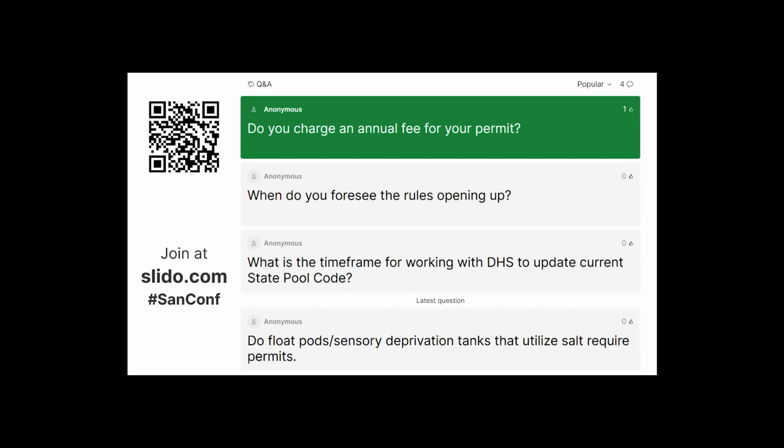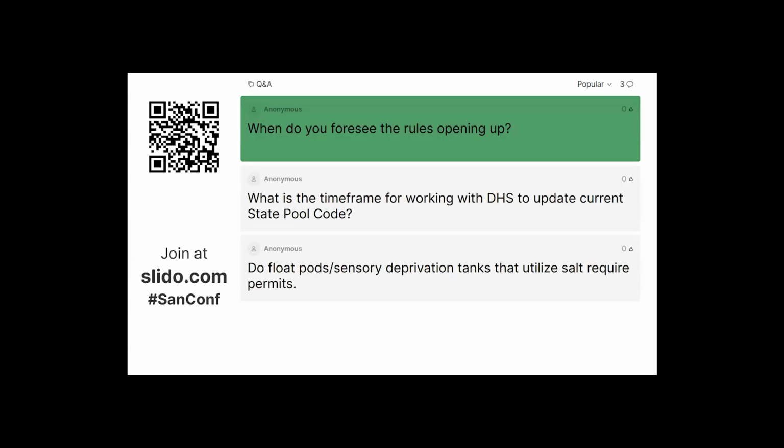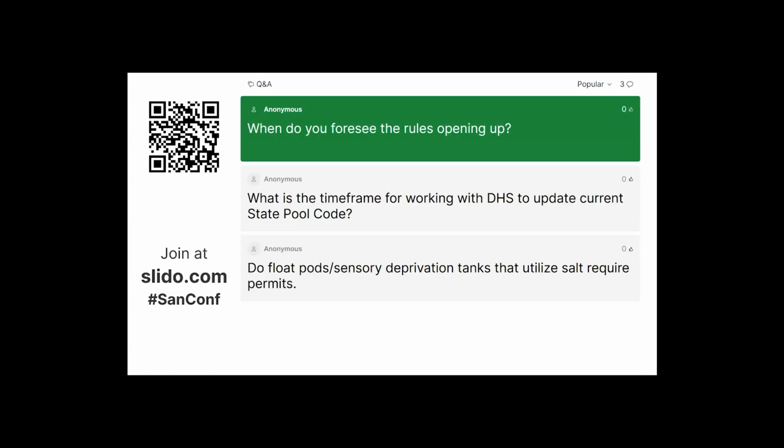When do you foresee the rules opening up? We do have the five-year rule review, which we just had two years ago for pools. But we are going to establish that request for the new fee schedule for the pools, not this year, but next fiscal year. So that would be in 2028 when it would start. Hopefully that answers that question.